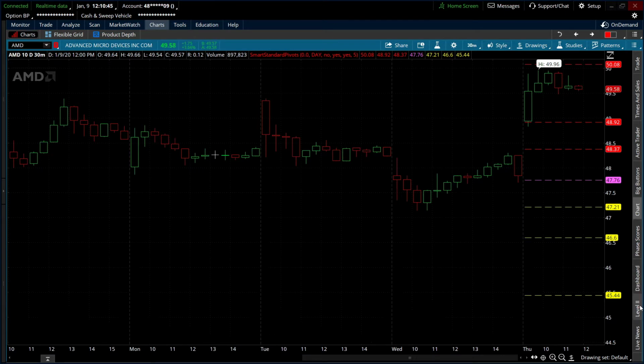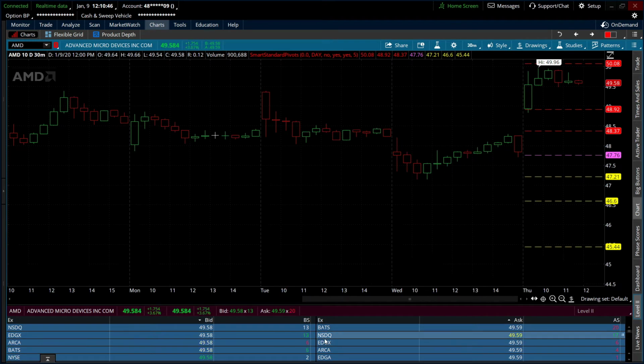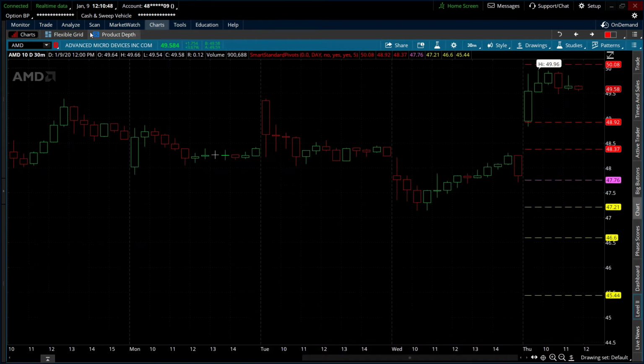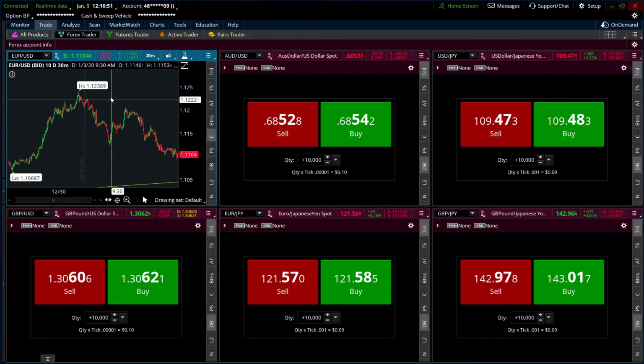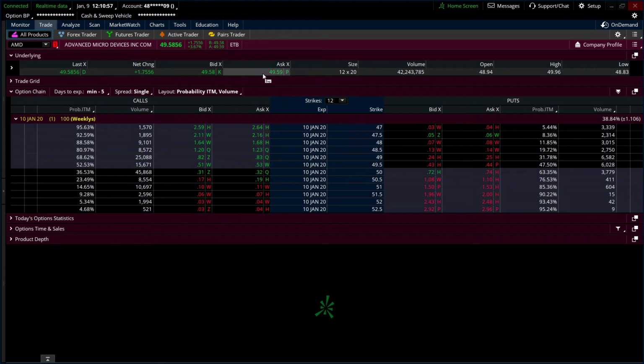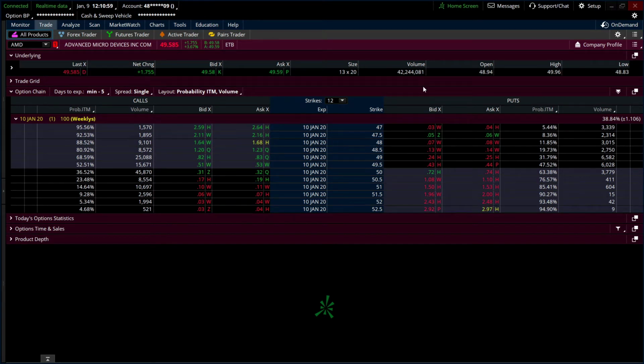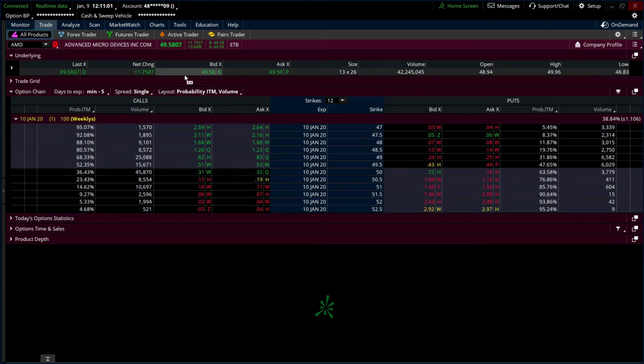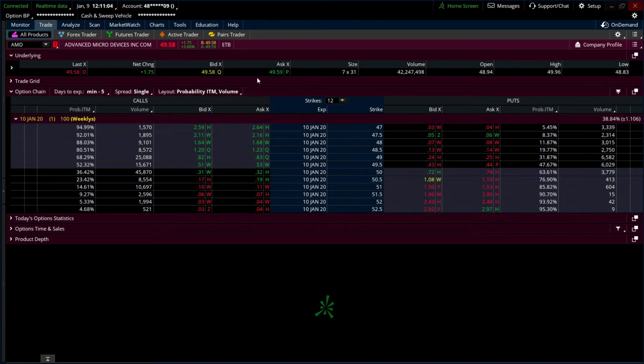A lot of people look at level 2. I look at level 2. For example, if I'm using level 2, I'll be up here. I'll go to trade, I'll go to all products, whatever I'm looking at, say AMD. I'll look at this right here. You got the bid and the ask. Level 2, the size, volume, very important things right here. This is what I'll look at. I hardly ever do something else.